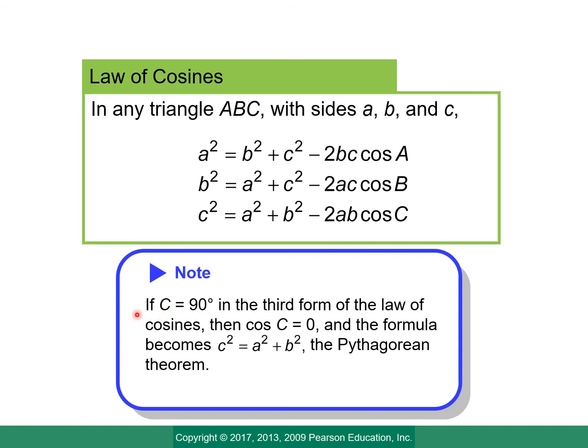Just a quick note, if C is 90 degrees, then if you focus on this third version of the law of cosines, cosine of C would be 0, so this last term would be gone, and it's just the Pythagorean theorem. So for a right triangle, we just have the Pythagorean theorem, which comes straight from this equation.